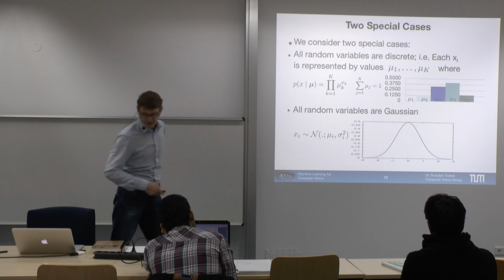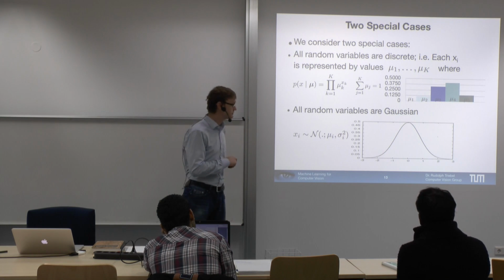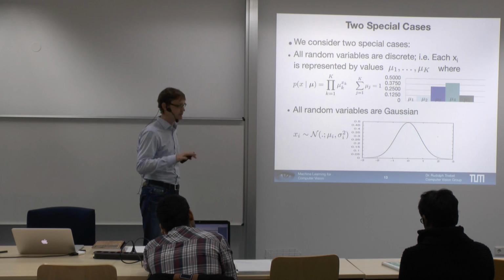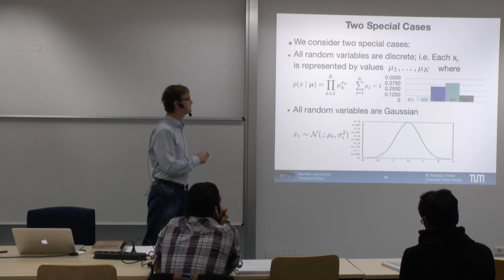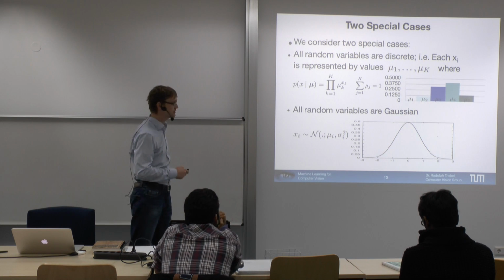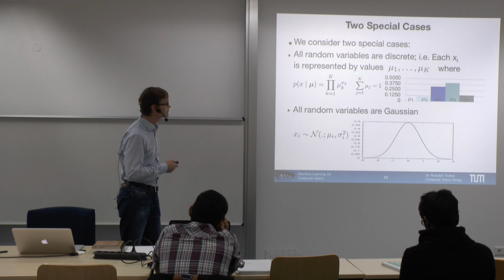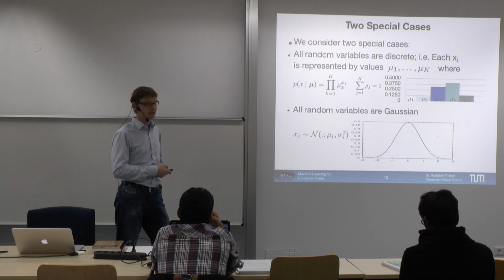Okay, now let's go to the different kinds of random variables that we can use for graphical models. As I said, you can choose any kind of different random variables, but there are two cases where things are particularly efficient and nice. These two cases are when you use discrete random variables, and when you use Gaussian random variables.